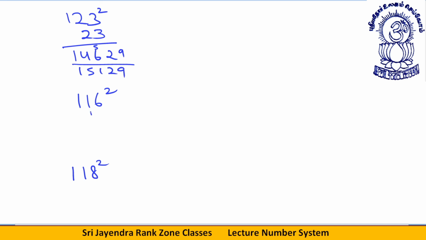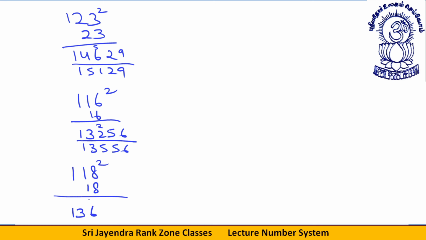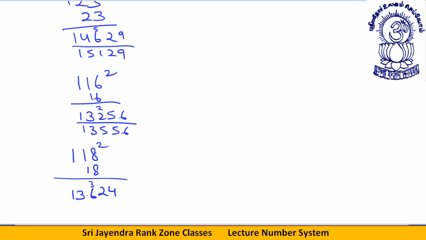Okay. Add 16 to this. The square of 16 is 256. What does it become? Add 18 to this. The square of 18 is 324. It becomes. Okay. Getting it. Let's take one more.